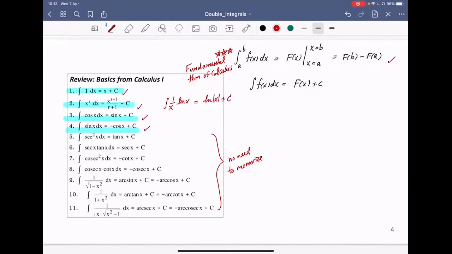I told you already that for the special case of number 2, when r is equal to -1, you cannot use this formula.